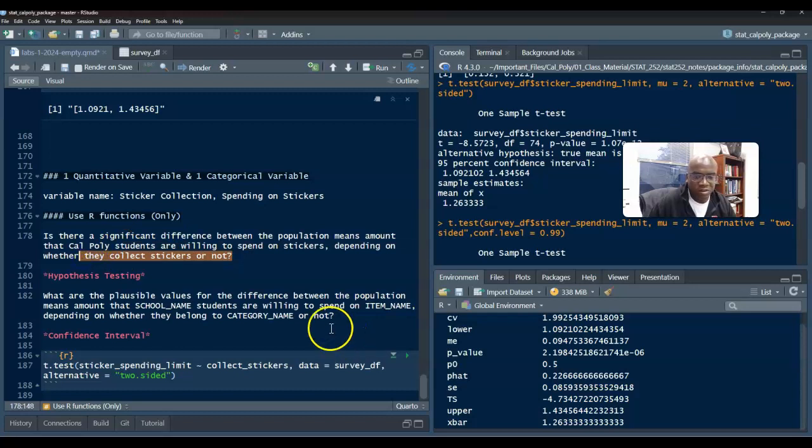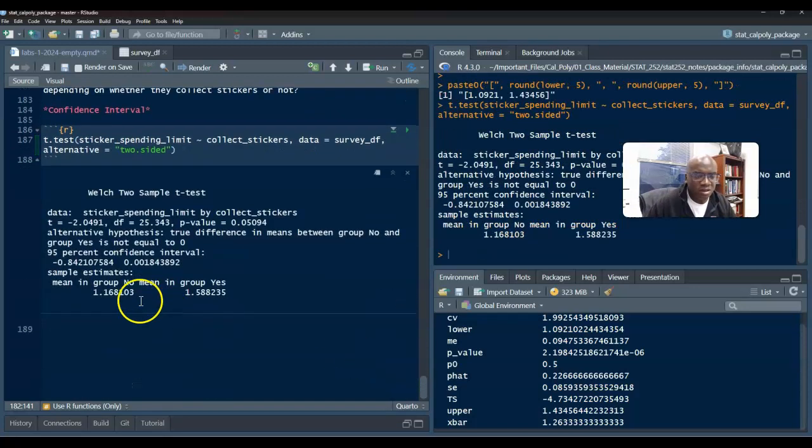Here you can do the same thing with regards to the confidence interval and ask, what are the plausible values? Look at the difference in language. What are the plausible values? I know that this is going to be Cal Poly students. Okay, let's do that there. And then we're going to say spend on stickers. So then, once I run it, all right.